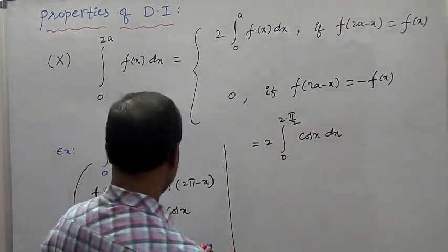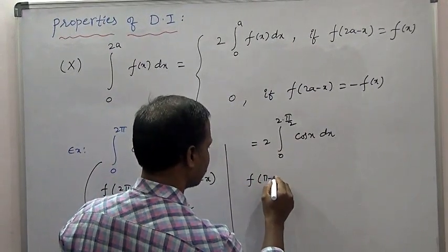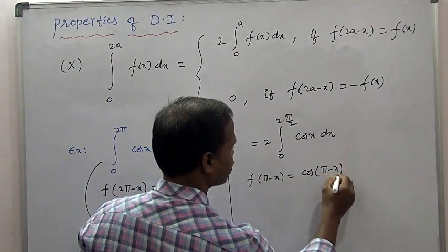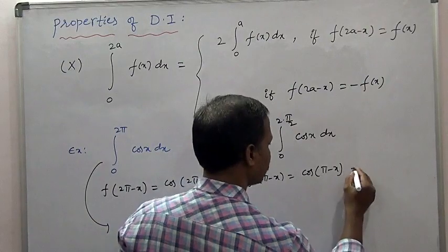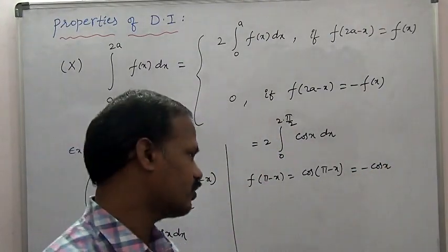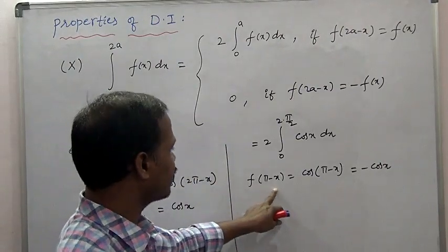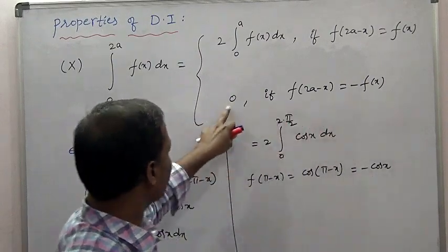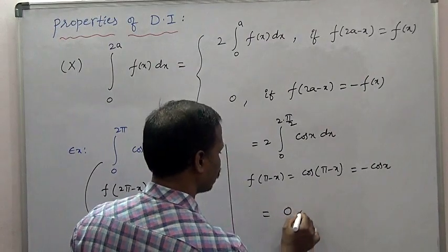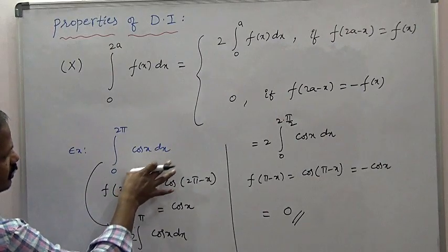Now again check it. f of pi minus x equals cos of pi minus x. Cos of pi minus x is minus cos x. Yes or no? Because it is in the second quadrant, and in the second quadrant cos is negative. So f of pi minus x equals minus cos x. So in this case, what is the value of this one? 0. So the value of this one is 0. Fine. So ultimately the answer for this one is 0.